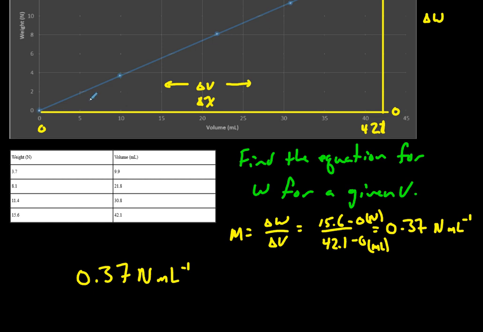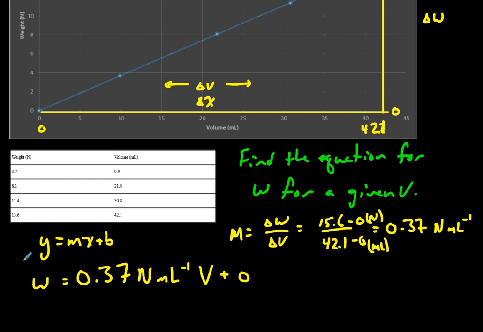And now we can write our equation, right? So this is a linear line. It's y equals mx plus b, okay? Our y, however, is going to be weight. The weight we would expect is equal to 0.37, that's our m value, the slope of the line, times whatever volume we have, so times v, plus 0. 0, 0 is our intercept. When we have 0 volume, we have 0 mass.